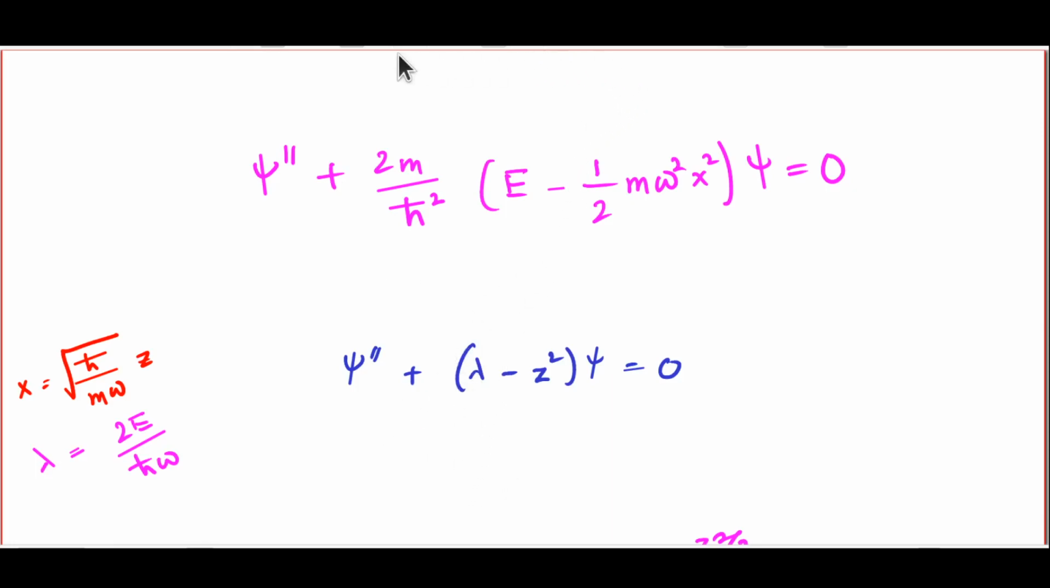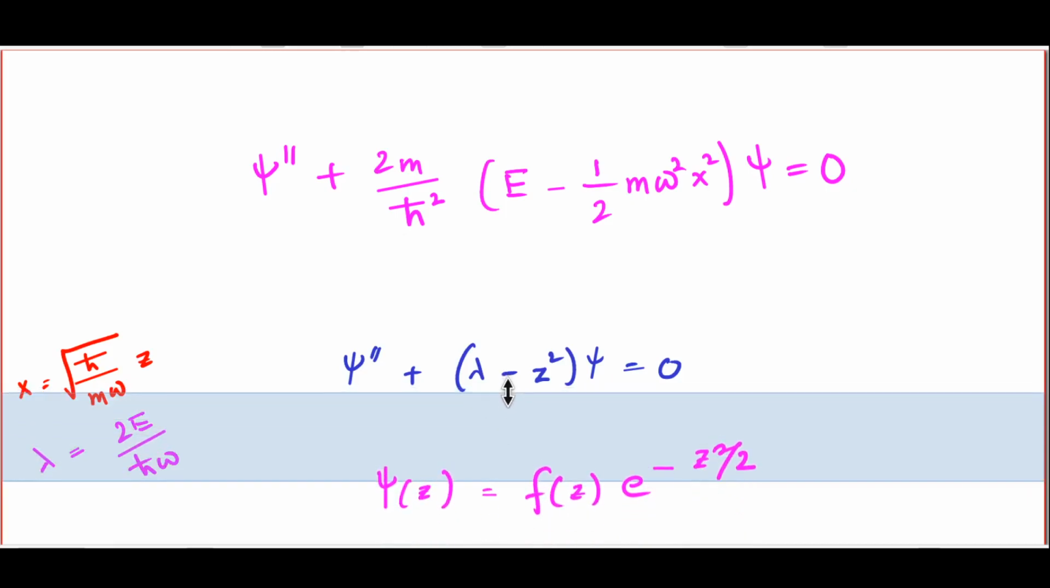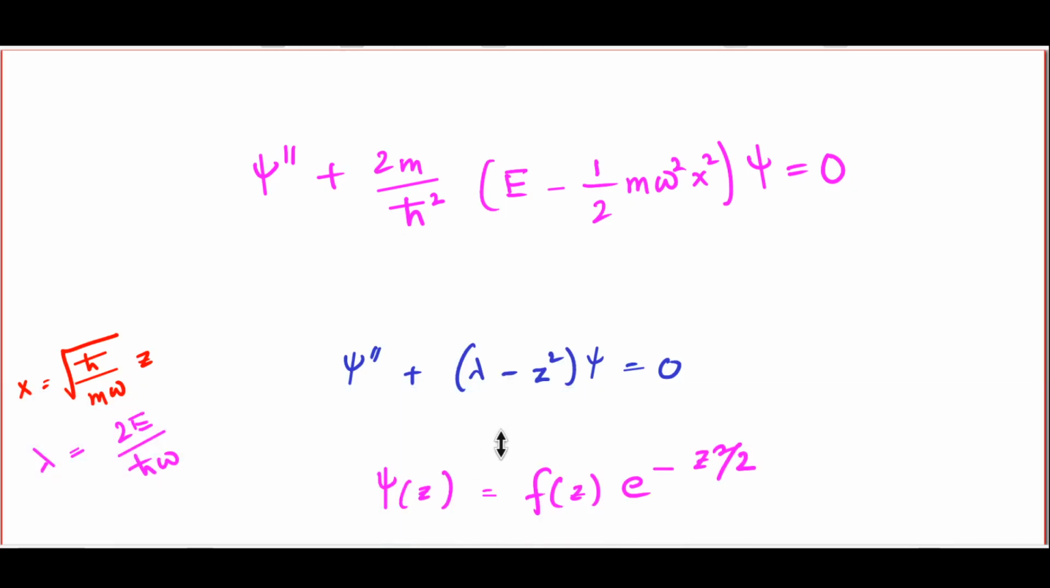What we see next is that by looking at the asymptotic behavior of this equation, we decided that it has two possible asymptotic behaviors. It can behave like e to the plus z square by 2 when z becomes very large, or like e to the minus z square by 2. And because we want a solution which dies out as z goes to plus minus infinity, we decided to take e to the minus z square by 2 times a function of z for psi of z and rewrite this to find an equation for f of z.